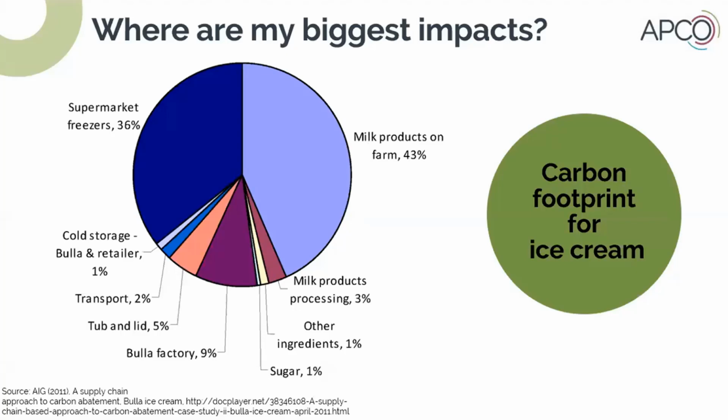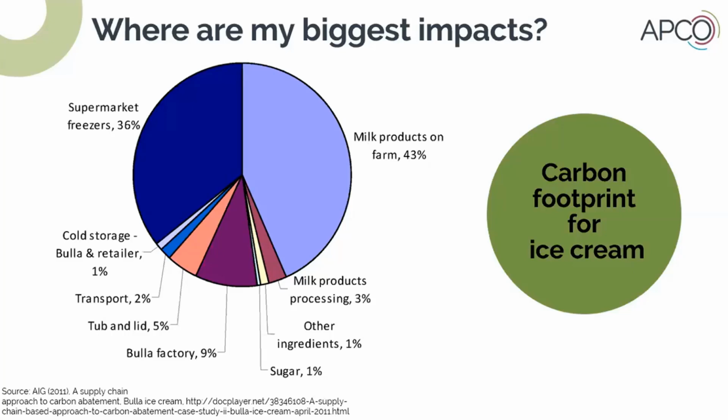Okay, so this one is for Bulla Ice Cream. So hello to the people from Bulla who are online, I believe, from Bulla Dairy. So one of the questions people sometimes ask is, where are the impacts in my business or my supply chain? How do I prioritise? And this one was from a project that was done by AIG and Sustainability Victoria back in 2011, where they looked at supply chains working together on an LCA to find opportunities. So this one is the value chain for ice cream, for Bulla Ice Cream.